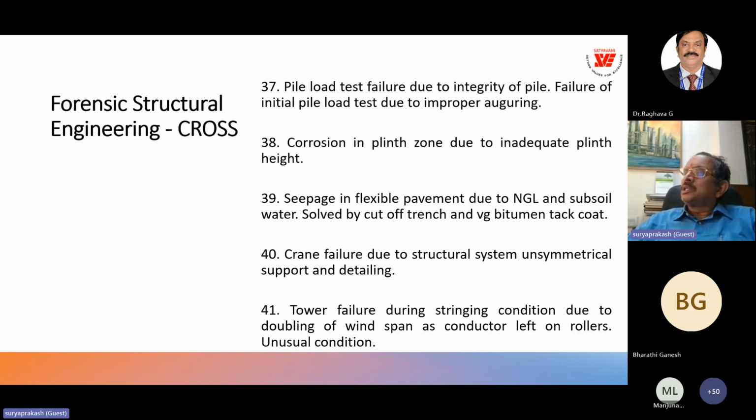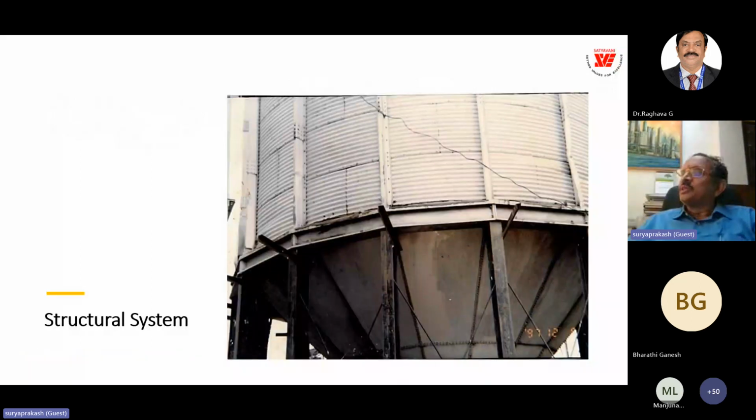concreting. And corrosion in plinth zone due to inadequate plinth height, seepage in flexible pavements due to natural ground level and subsoil water, solved by cut-off trench and VG bitumen tack coat, and crane failure due to structural system, unsymmetrical supporting and detailing, all very interesting structurally, and tower failure during stringing condition due to doubling of the wind span as conductor left on rollers, unusual. So this is a very innovatively done silo.